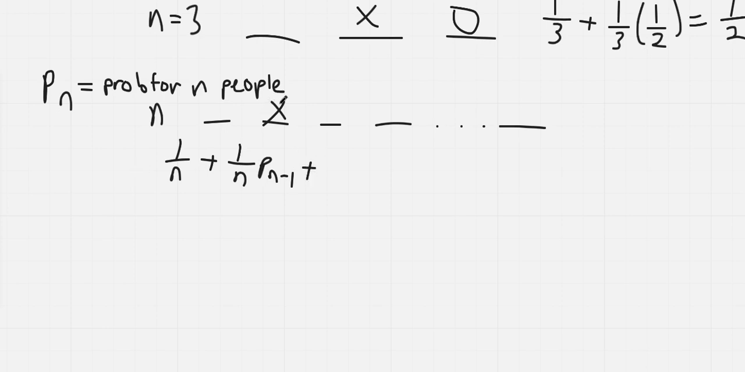Likewise, if instead the first person chooses the third person's seat, then the second person will have to take their seat because it's not taken already. And then the third person will have to choose randomly, which corresponds to n minus 2 people. So here we're creating a recursion for p sub n.